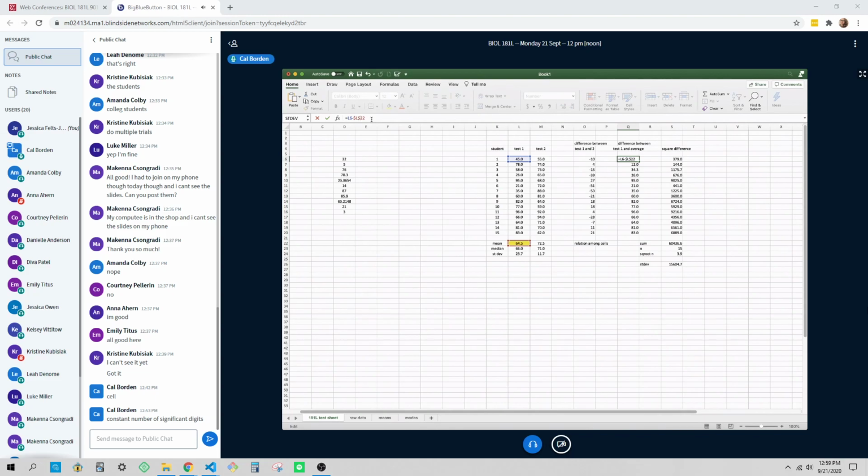Now, this is a trick. You have to put the dollar sign in front of the column and in front of the row. You can't just put it in front of the column or in front of the row. You got to do both. I'll hit enter. And now when I drag and drop, watch the numbers change. All the numbers changed. Okay? And so that is the true difference between test one and the average.